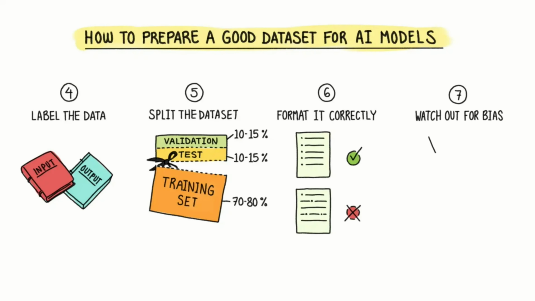7. Watch out for bias. If your data is biased mostly from one country, gender, or language, the output from your model will be biased too. So always ask, who wrote this data? What's missing from this data? And what assumptions are being made?